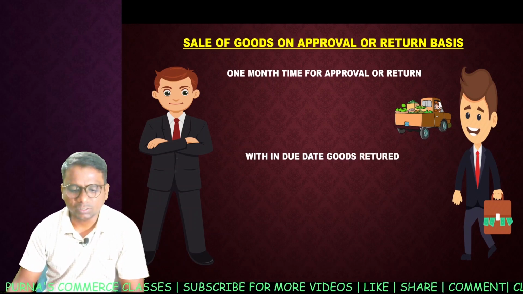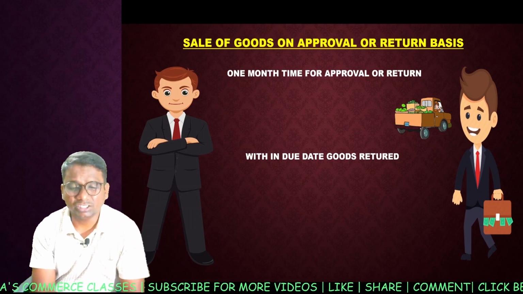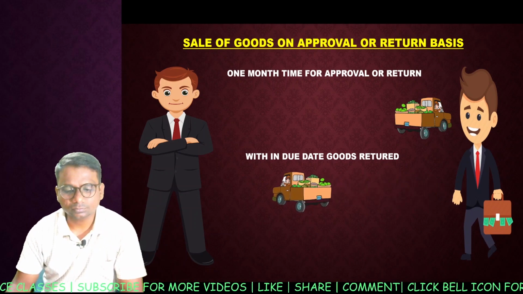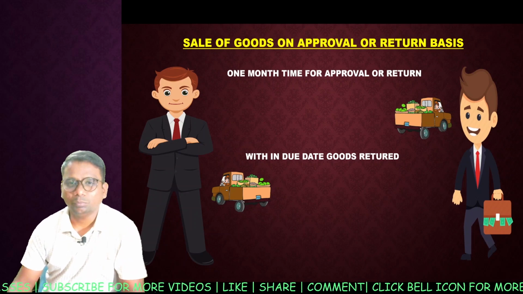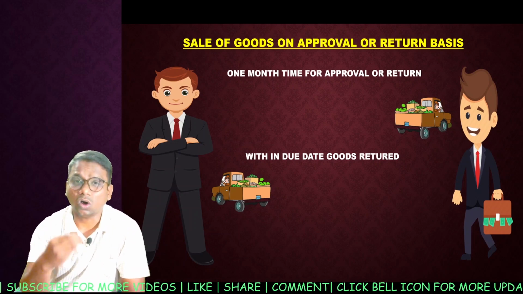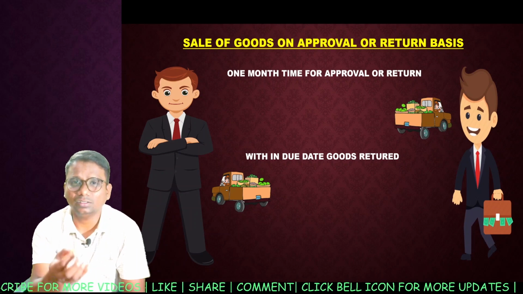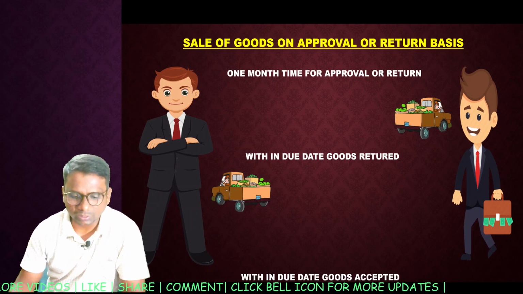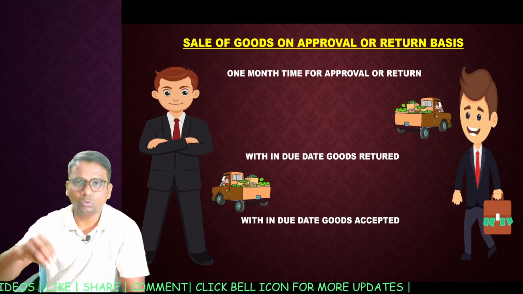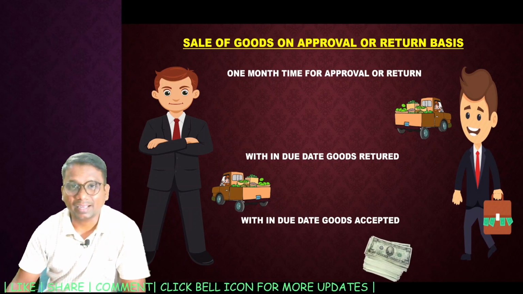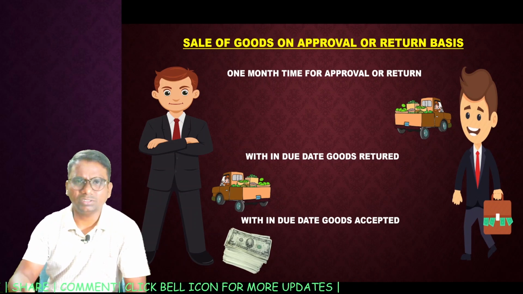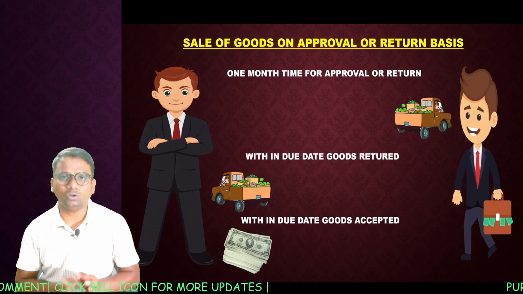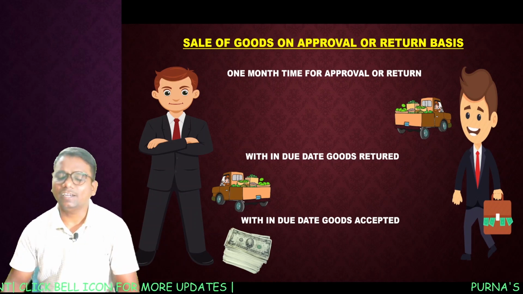So within this stipulated time, let us assume within the due date, you are returning goods. That means you need not pay cash. Why? Because there is an option to either approve or return. So we have chosen that goods are returned or rejected, so that we are returning goods, you need not pay any cash. Suppose you have accepted the goods. Within the due date, you approved the goods. Then you have to pay cash to the seller. So this happens in case of sale of goods on approval or return basis, and we have seen the accounting treatment or the accounting entries for this concept in CA Foundation.